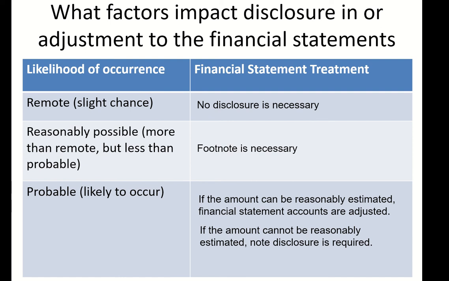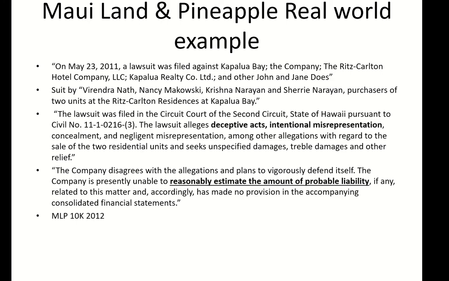You would just do a footnote to let your investors know. And finally, probable, the amount is reasonably estimated. So you can estimate the amount, probably through an attorney. If the amount cannot be reasonably estimated, then you would disclose. So depending on the likelihood of occurrence.